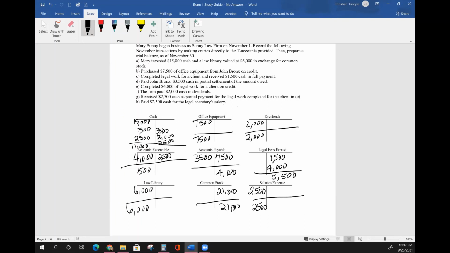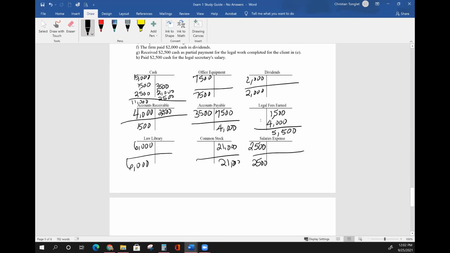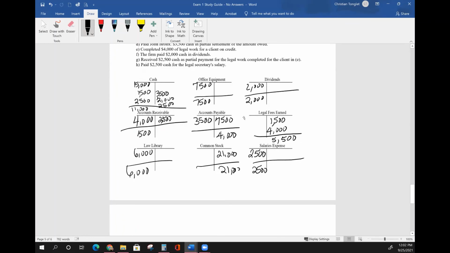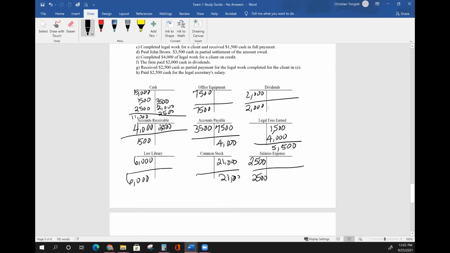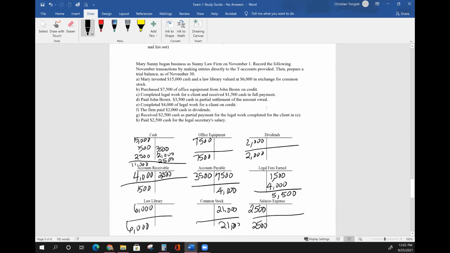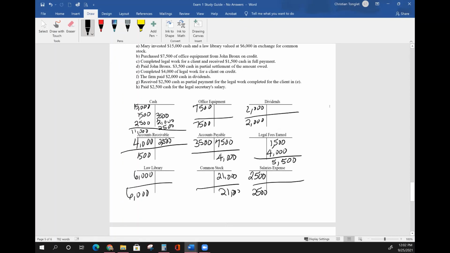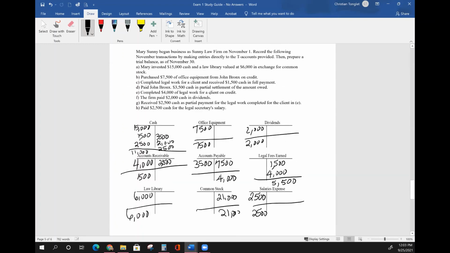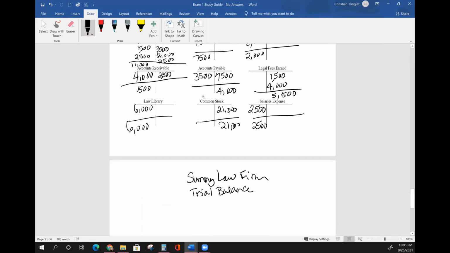So now when I go ahead and do my trial balance, what would that look like? I need to just take all of these accounts and I only want the balances. Okay, so I have Sunny Law Firm. That's going to be the name of this report. Sunny Law Firm is going to go at the top for the name. And then I'm going to say that it's my trial balance. I'm going to put a date. I think it's November, so it's November 30th. We want to know what it is at November 30th, whatever the year is.